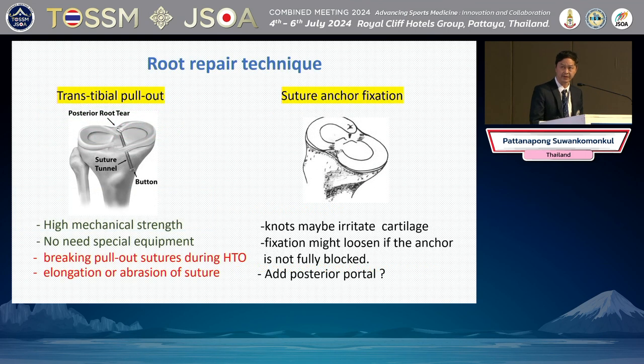So for the technique, we have two kinds: transtibial pull-out or anchor suture. Transtibial pull-out has good mechanical stability and doesn't need special equipment, but there are some problems with the suture when you do the HTO, and sometimes suture elongation or abrasion. For the anchor suture technique, sometimes the knot on top of the meniscus is irritating to the cartilage. And if you use a soft anchor through the tunnel, the knot may be loose in the tunnel. Most techniques also need a posterior portal.